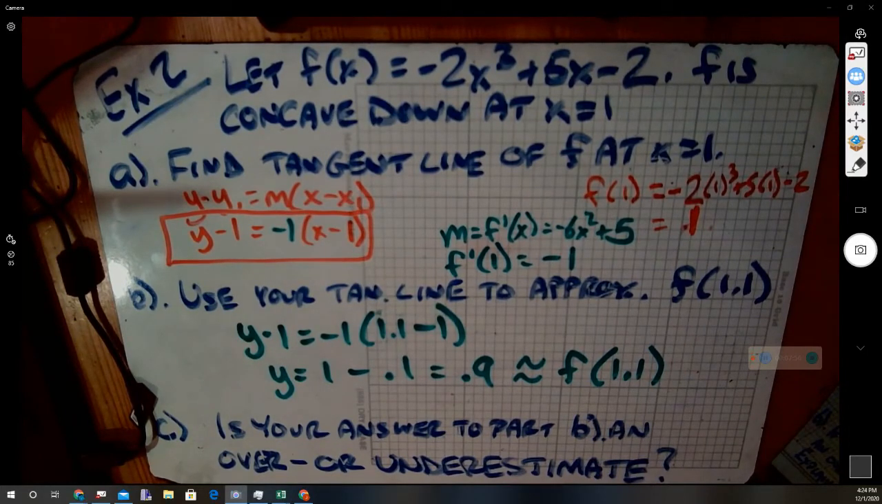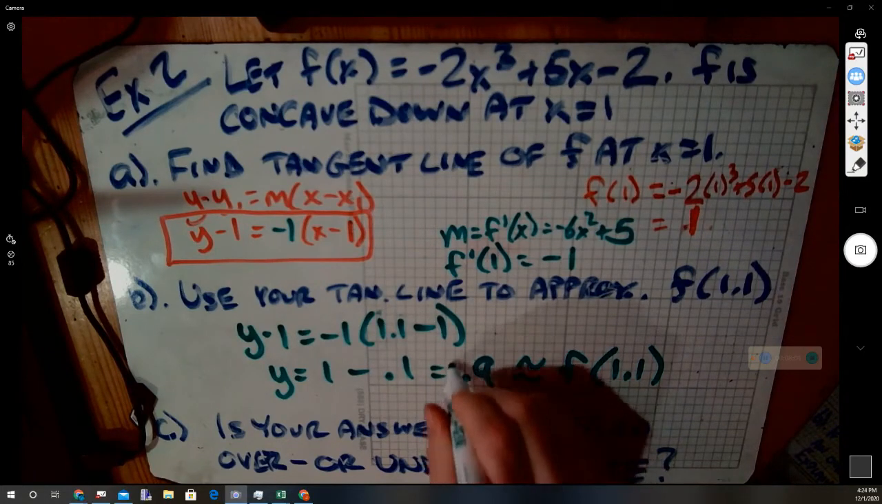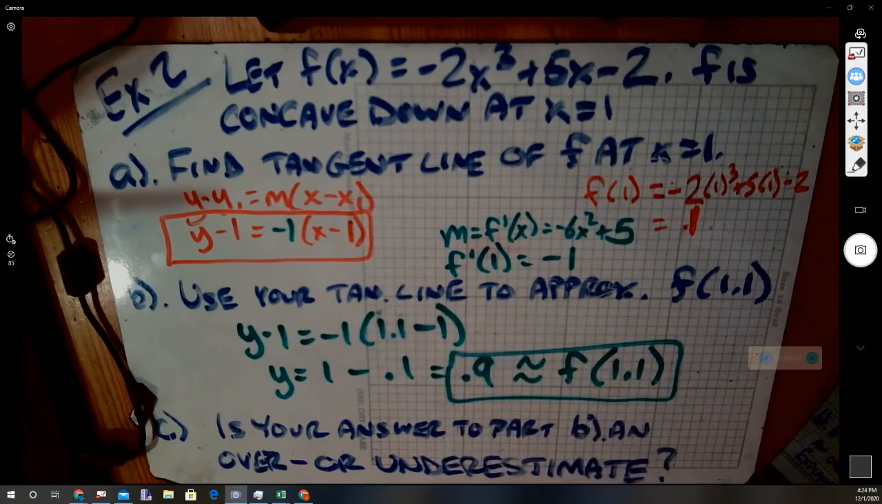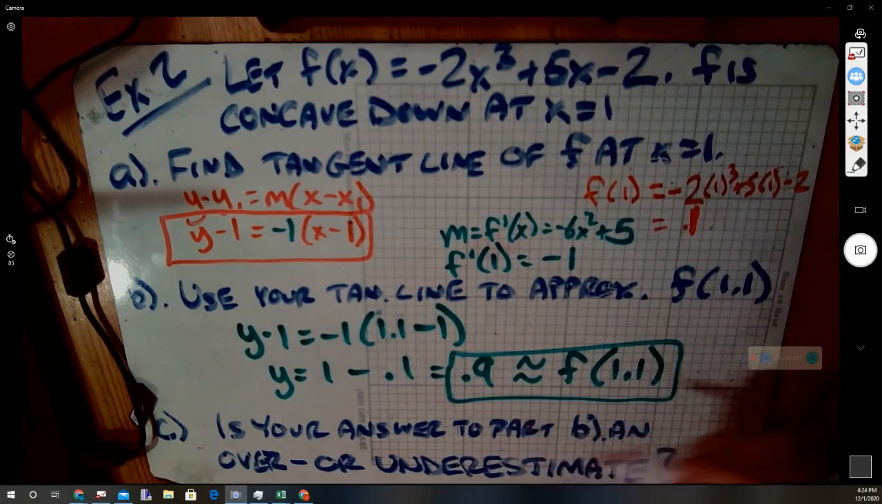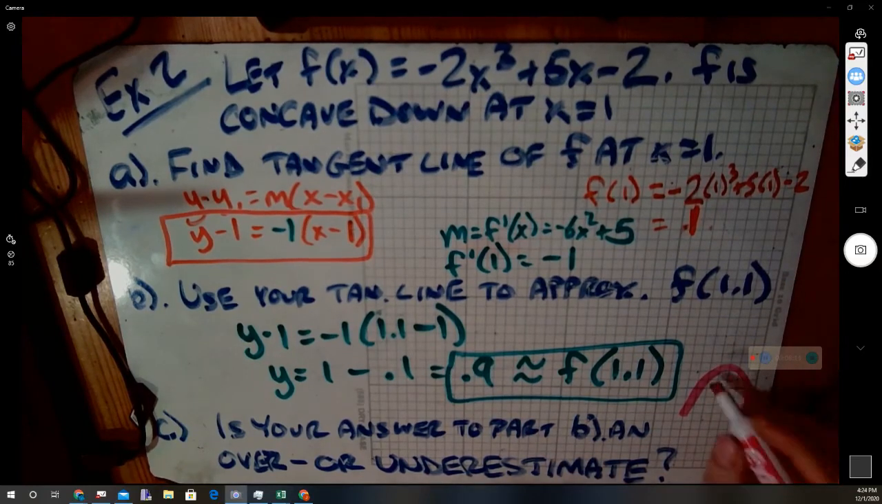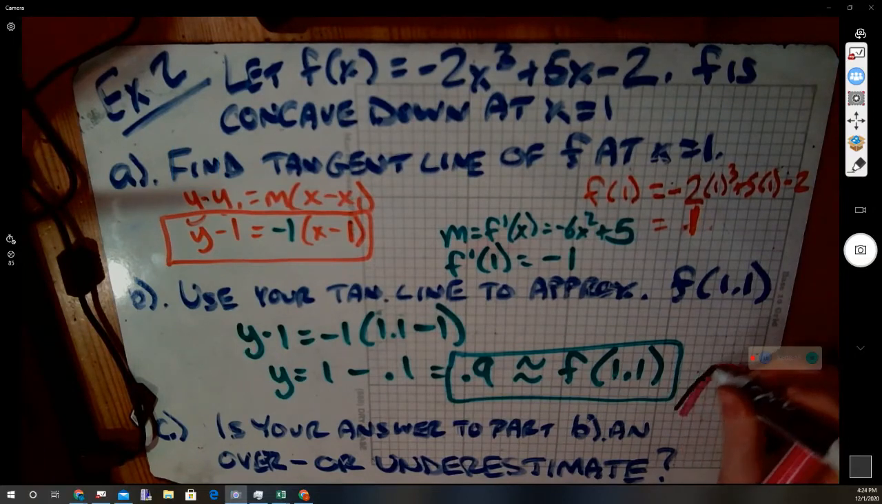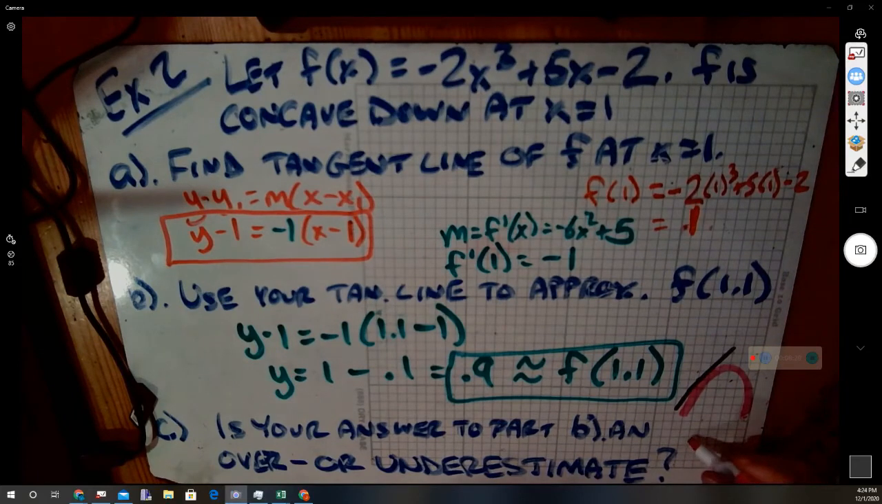Now all that's left is to answer whether this 0.9 is an overestimate or an underestimate. So here is my answer for part B. To know whether that's an over or underestimate, again, I'm just going to draw it out. We said this was a concave down function, which means if I draw any sort of tangent line here, my estimation is always going to be up above the function. So that tells me that this is an overestimate. And why? Because f is concave down.